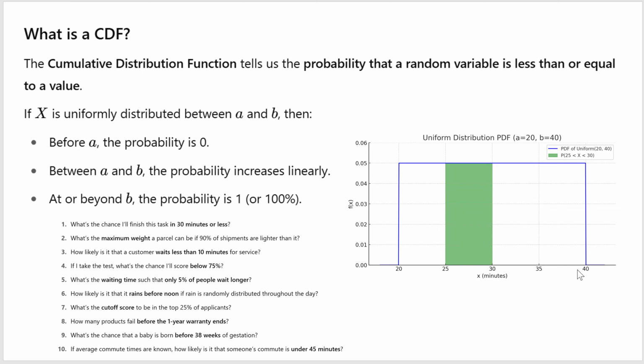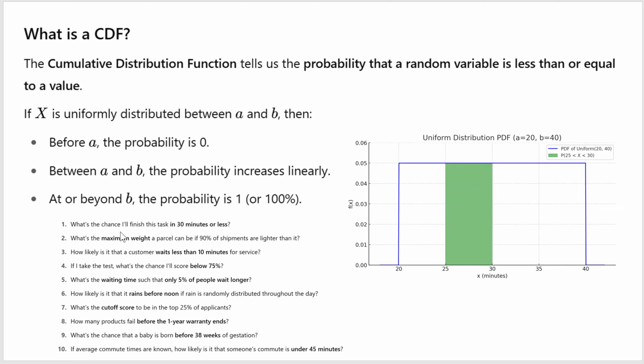What is the probability that anything greater than 40 will occur? 0. Between a and b, there is a probability. At or beyond b, the probability is 1. Here, the total probability is 1, cumulative probability.